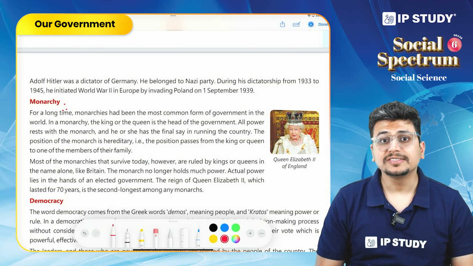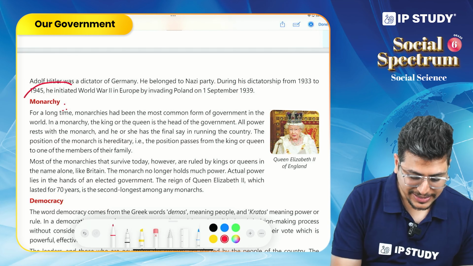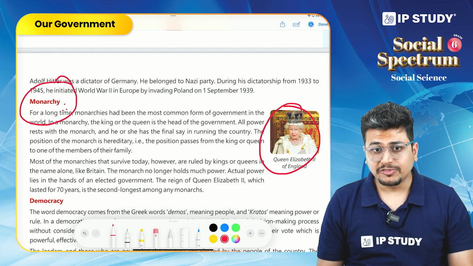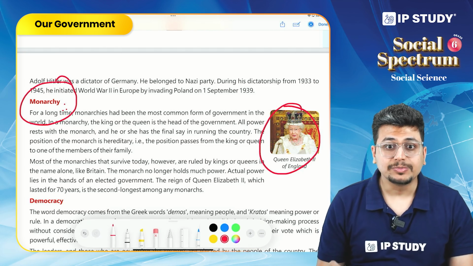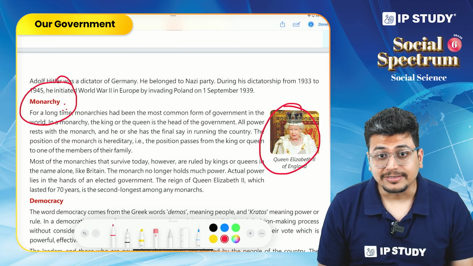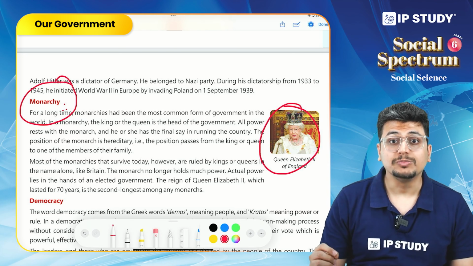Now let's discuss monarchy. Monarchy is another form of governance. Do you remember this face? She was Queen Elizabeth II. She ruled over England for 70 years, the second longest serving monarch.